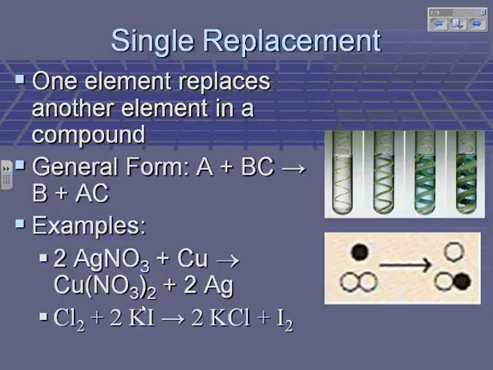It can also happen to anions too. Chlorine plus potassium iodide. Chlorine's a nonmetal. It forms an anion. It's going to go in and it's going to replace something in this compound, but it's not going to replace potassium.